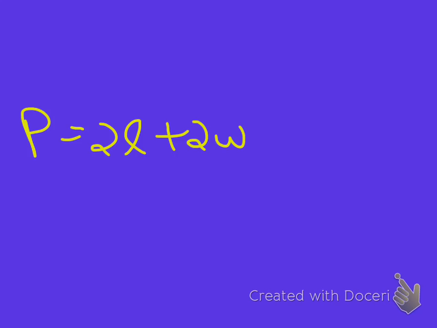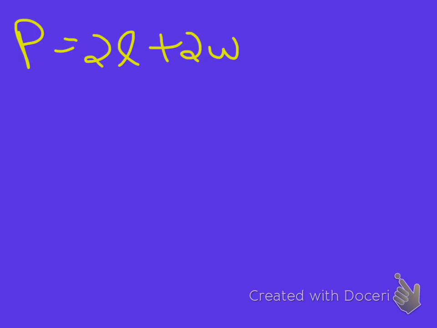All right, we'll do another example. P equals 2L plus 2W. And they want us, oops, let me move this up. Solve for W. And this is really important. If they don't give you anything to solve for, you can't do this. So you have to have this part.